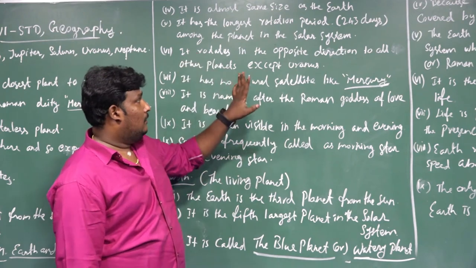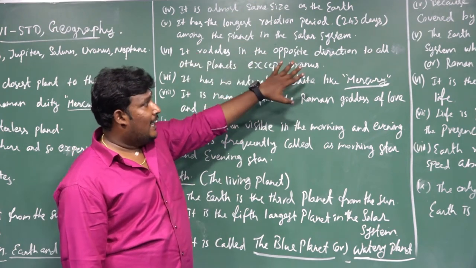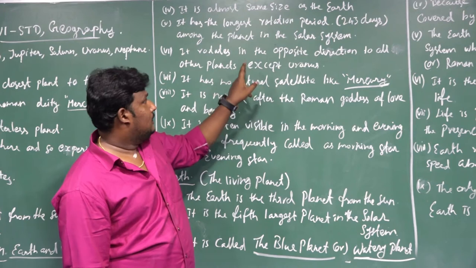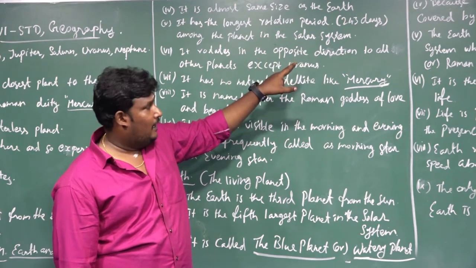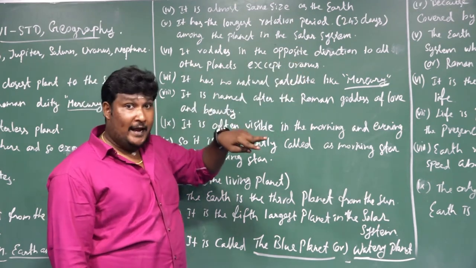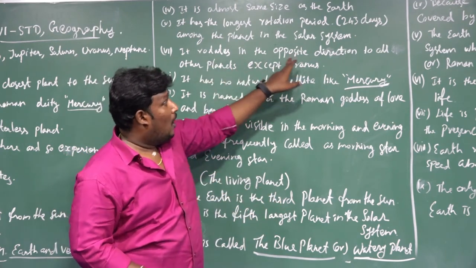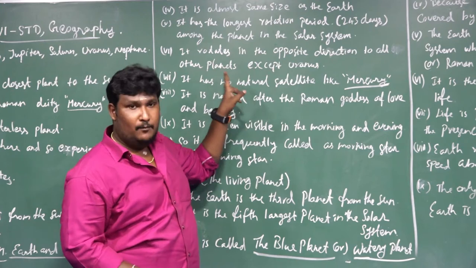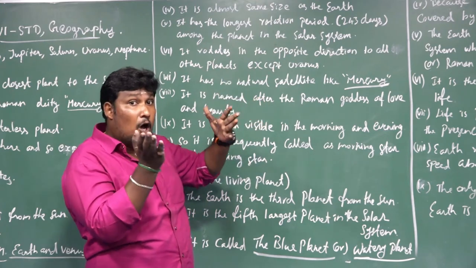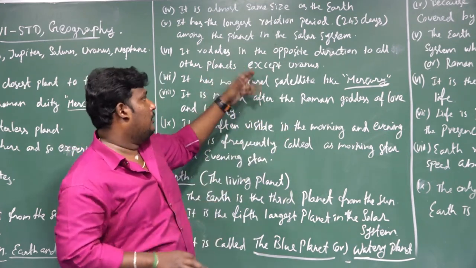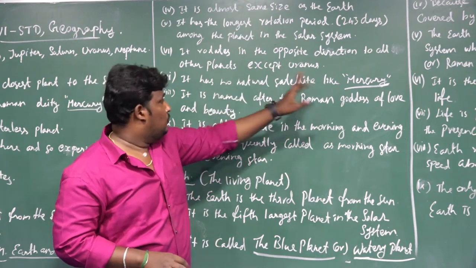It rotates in the opposite direction to all other planets except Uranus. In all other planets, it is the opposite direction it rotates, but except Uranus.